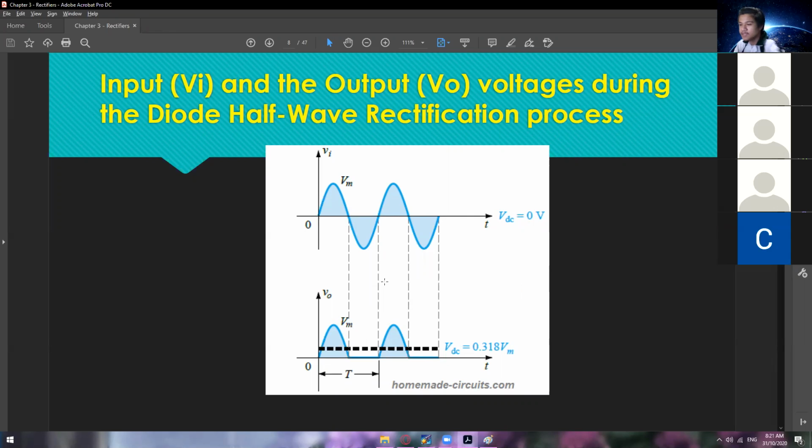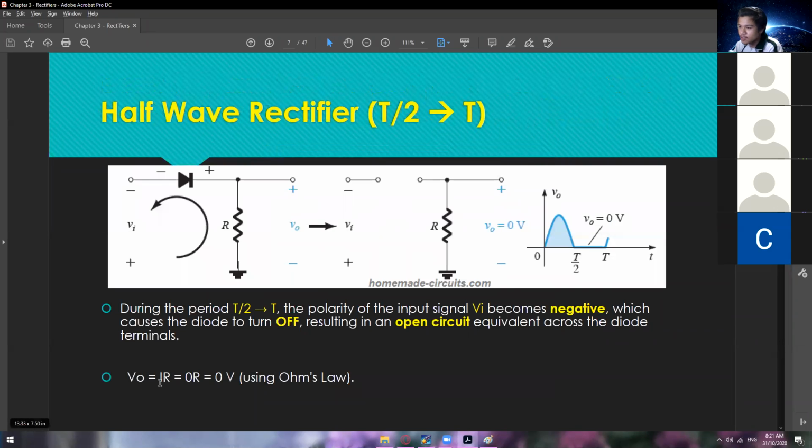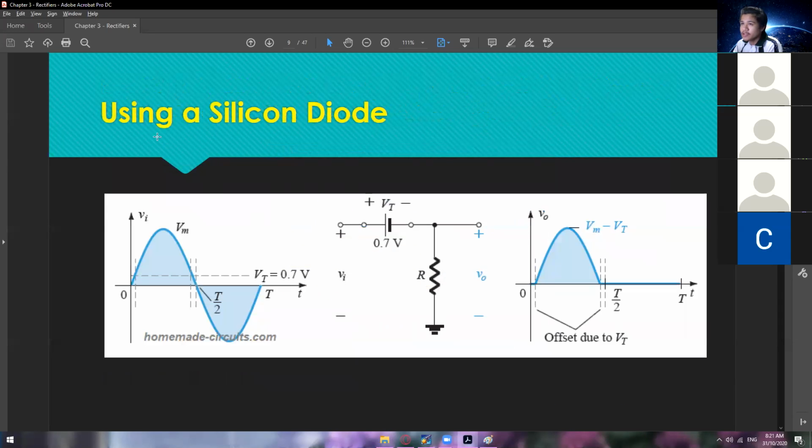So when it comes to getting the V sub O, use this one. Whatever voltage passes through here, that's our V sub O. And since this one is reverse bias, you will get 0 volts as V sub O. Right, so moving on, let's say using silicon as a diode.